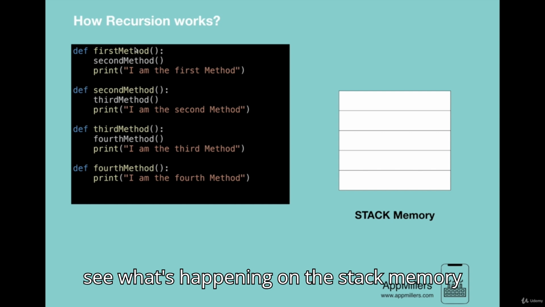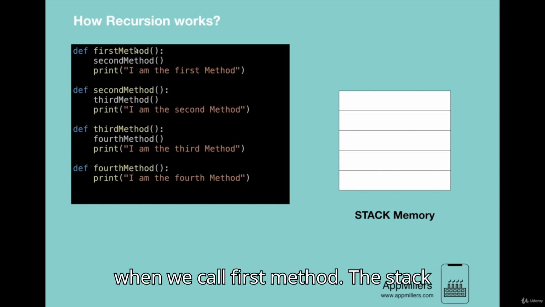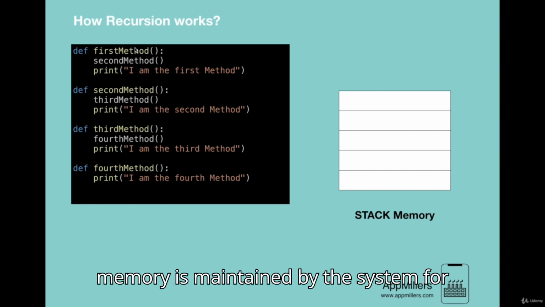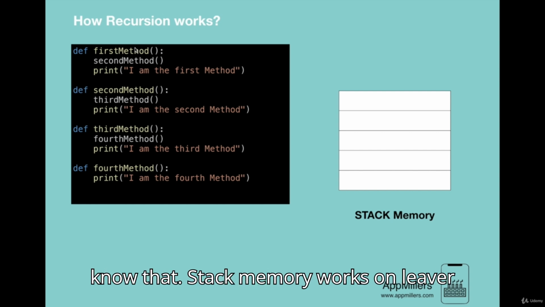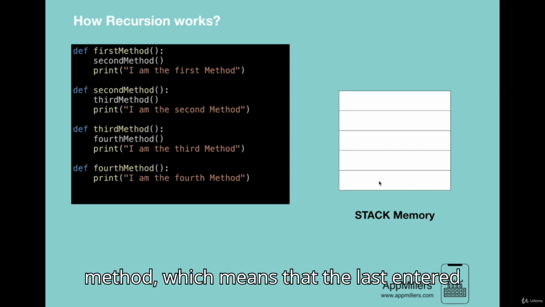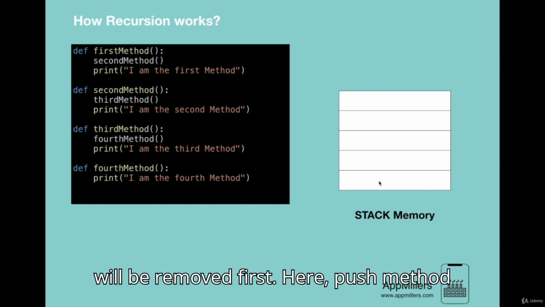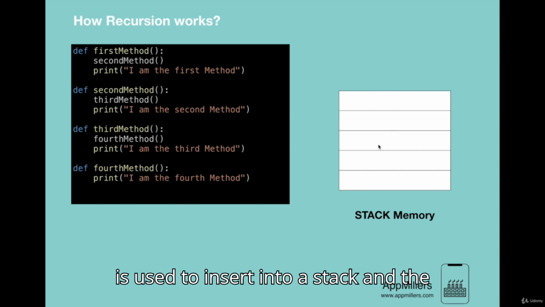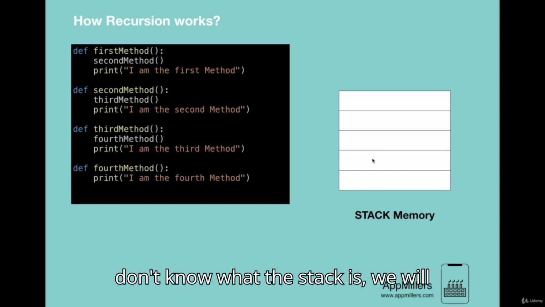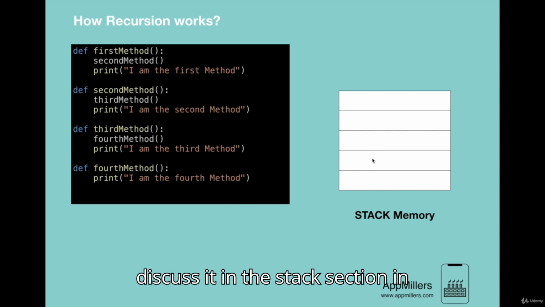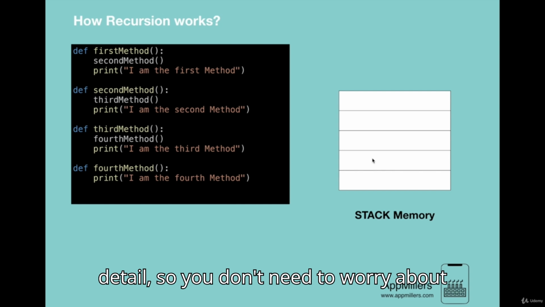So let's see what's happening on the stack memory when we call the first method. The stack memory is maintained by the system for the method invocation. You may already know that stack memory works on last in, first out, which means that the last entered will be removed first. Here, the push method is used to insert into a stack, and the pop method is used for removal. If you don't know what the stack is, we will discuss it in the stack section in detail, so you don't need to worry about it.